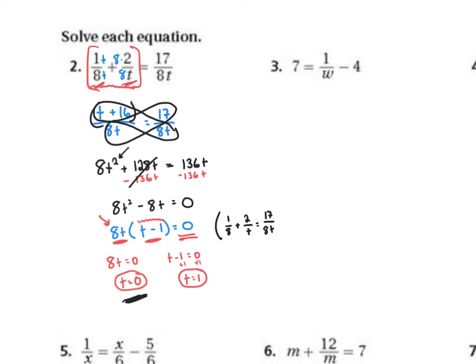If I plug 0 in for t, would it create problems? Like anywhere this thing's going to be undefined? Yeah, it would create a problem there and there. So this actually is not a viable solution. What if I plug in 1? Would it create a problem here? Nope. Would it create a problem here? Nope. Looks like my final answer, t equals 1, is the only one we can go with. That's it, folks. That's how we're going to do that.